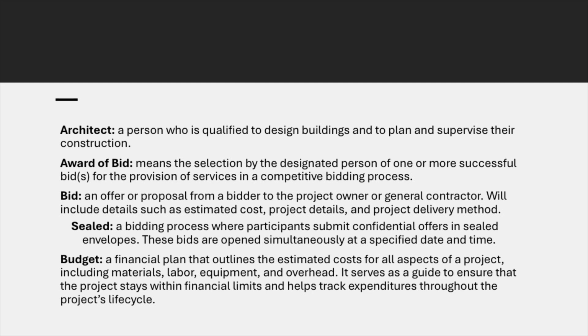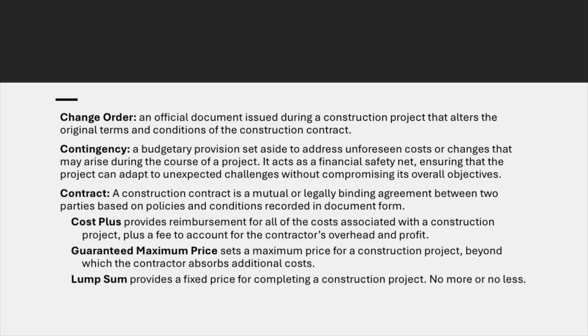A project budget simply is a plan that outlines how much money is expected to be spent on the project. A change order is an official document that's used when something needs to be added, removed, or modified after the project has begun. A contingency could be extra time or money set aside in the project to account for unexpected costs or delays.